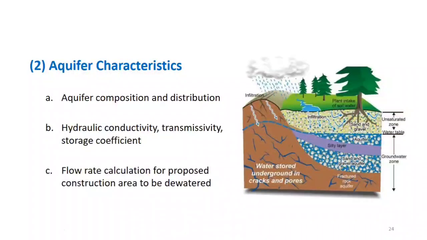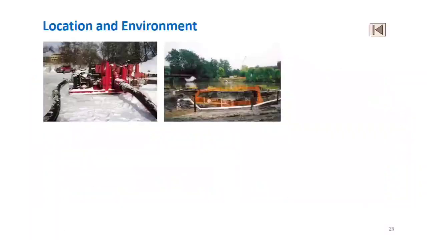Similarly, the flow rate calculation for the proposed construction area to be dewatered: how much flow will get into the proposed excavation will also control the type of method you select for dewatering. So all these characteristics of the aquifer itself will decide the method to be used. Then there's an important concern, the location and environment.